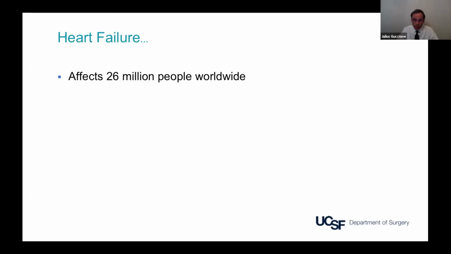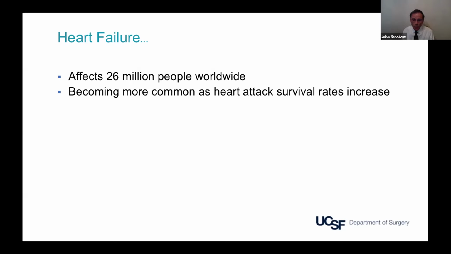So now we're on the second project concerned with heart failure, which is a worldwide epidemic, affecting 26 million people worldwide. One of the reasons why it's so prevalent is the cardiologists are getting very good at treating myocardial infarctions, getting the blocked coronary artery open within 30 minutes. But then after the patient survives, a number of the patients develop heart failure.